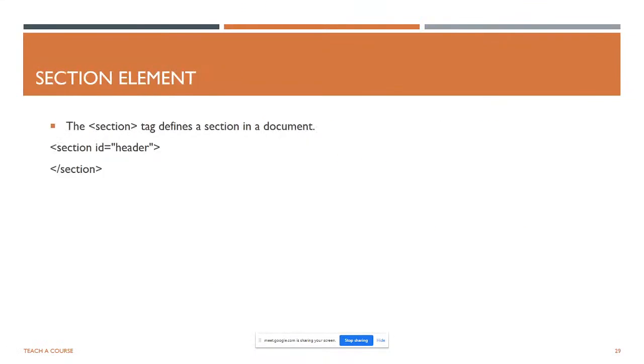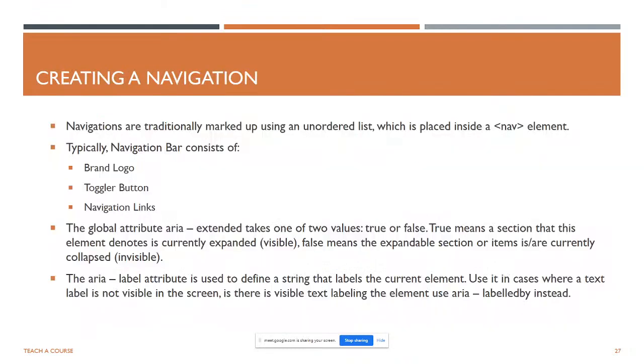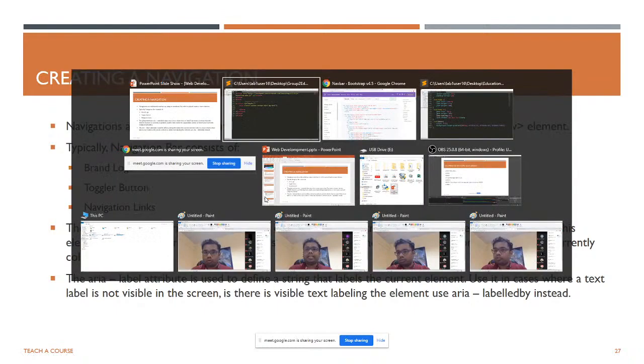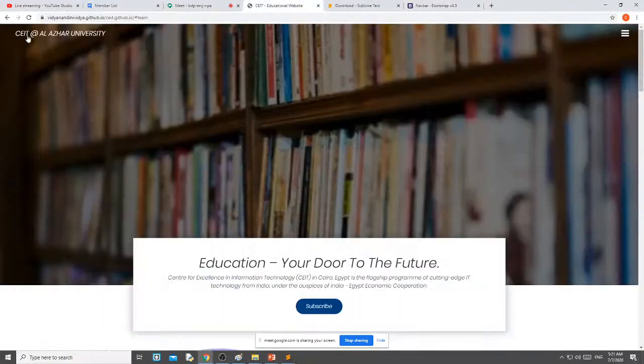Your navbar or navigation bar typically consists of three things. First one is brand logo, second one is toggler button, and the third one is navigation links. See here, this is the brand logo in the left corner side. In the brand logo, you can also keep an image file. Here I have used only text. You can also use an image file. On the right side, this is the toggler button and these are the navigation links.